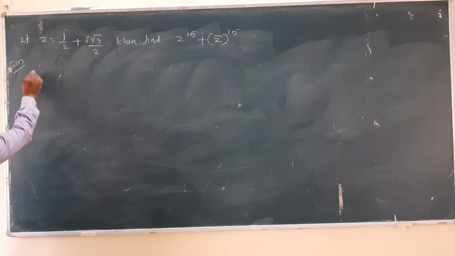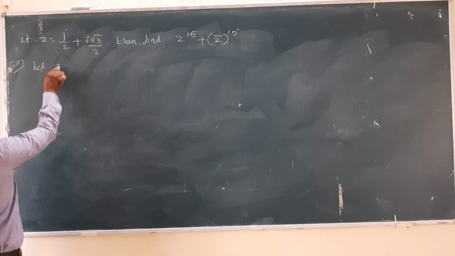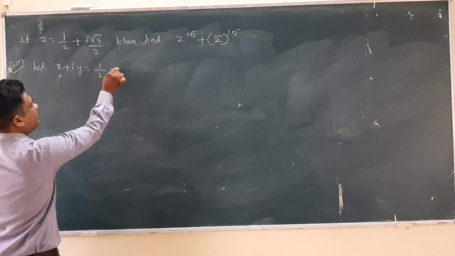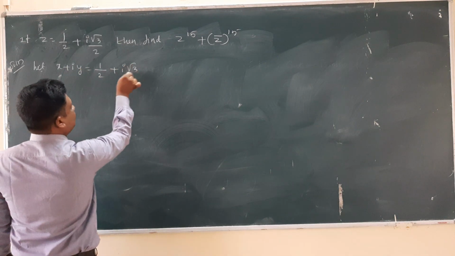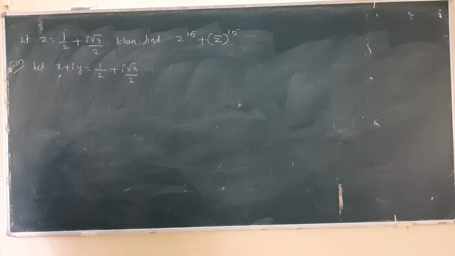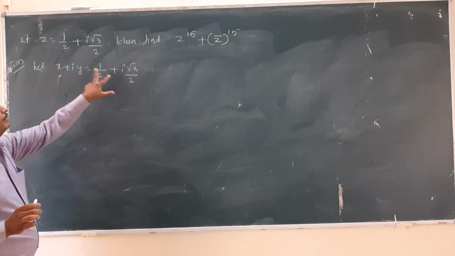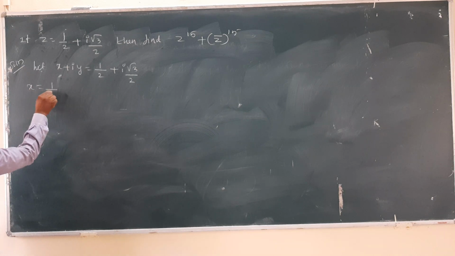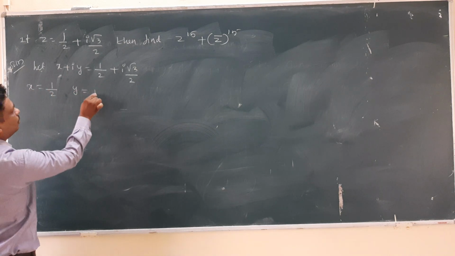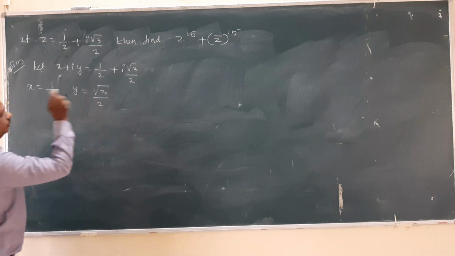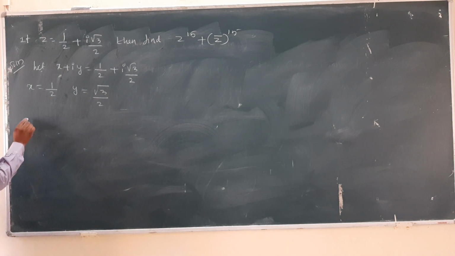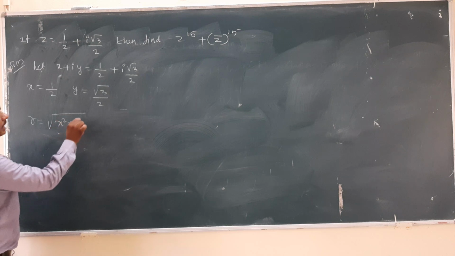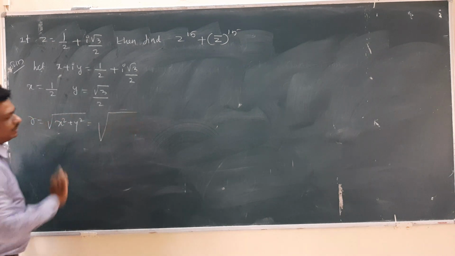Solution: let x plus iy is equal to 1 upon 2 plus i root 3 upon 2. Here I compare the two complex numbers, so I get x equal to 1 by 2 and y equal to root 3 by 2. First I will find r. So r is given by the square root of x square plus y square.